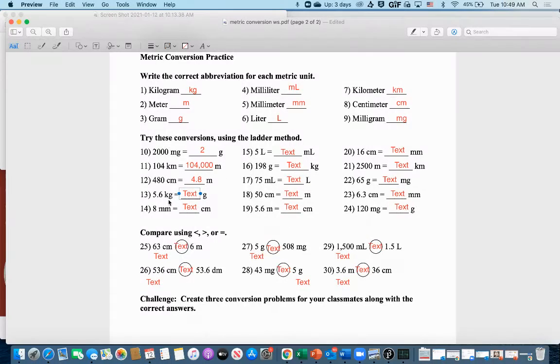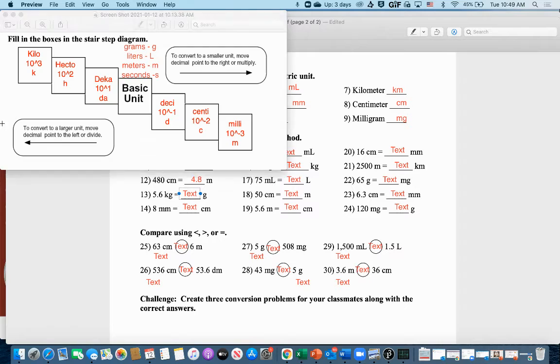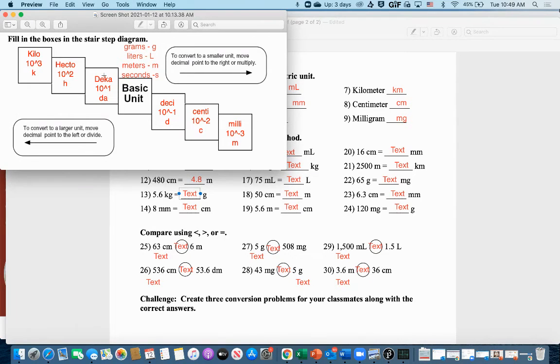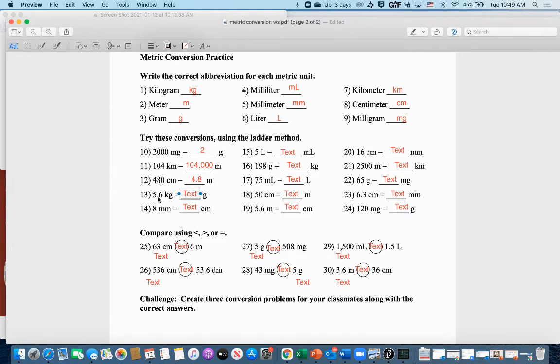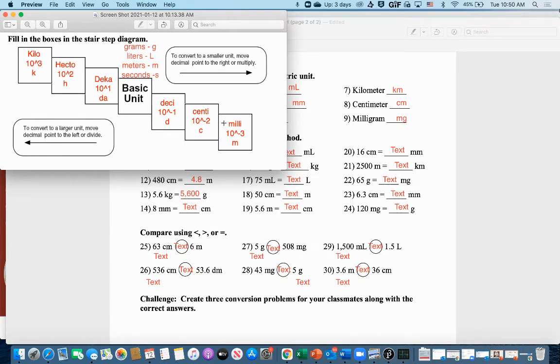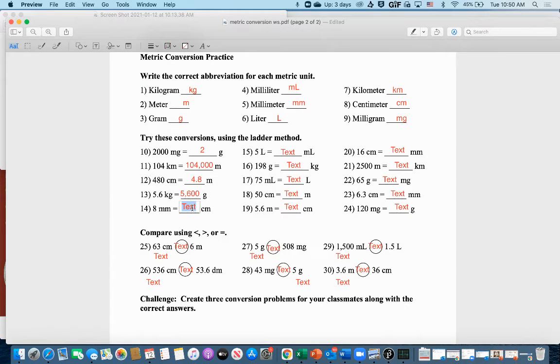All right, 5.6 kilograms. Convert that to grams. So kilograms, start right here, go down to my base, grams, 1, 2, 3 to the right. So I'd have to move this to the right, 1, 2, 3. There's no spots here, so I add those zeros. So then this becomes 5,600 grams. Okay, 8 millimeters. All right, so this is 8 millimeters right here. I need to go to centimeters. I go on my chart here. So that's millimeters to centimeters. That's 1 to the left right here. So I'm going up 1. All right. Move this 1 to the left. That would give me 0.8.